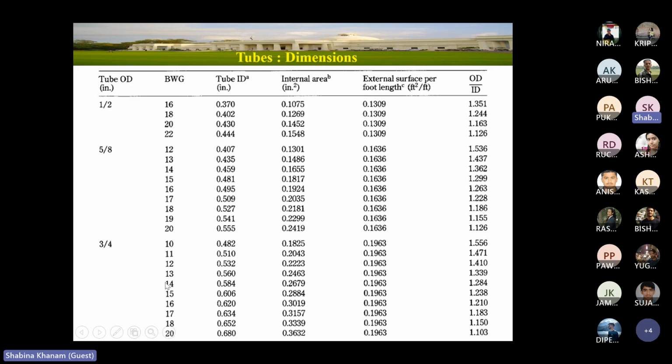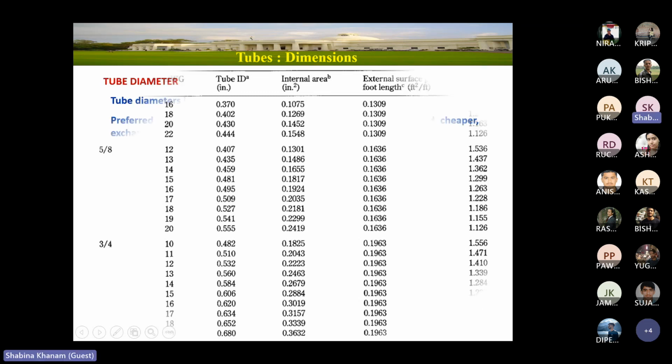So for 3/4 you can choose, let's say, 14 BWG or 15 BWG, and you can have the tube ID from here. You cannot consider any other value, please keep in mind. Whatever is available in the table, only from there can you consider. However, if you choose 3/4, you can choose 10 or 20, no problem, but it is better to start from the middle. Accordingly you can get the tube ID. Once you fix tube OD and ID, you can fix the tube sheet thickness. In that way you can choose the tube diameter.